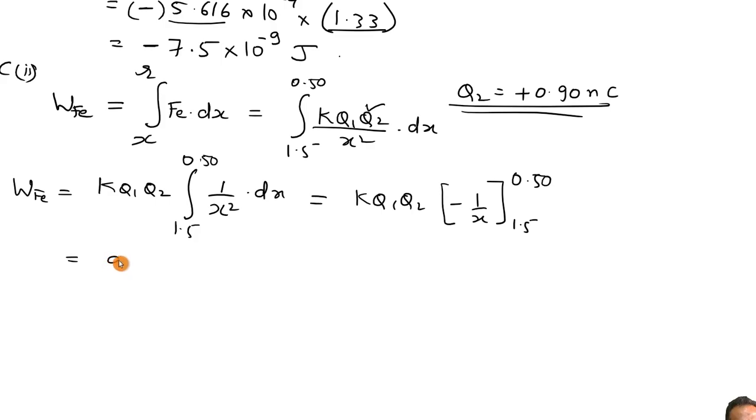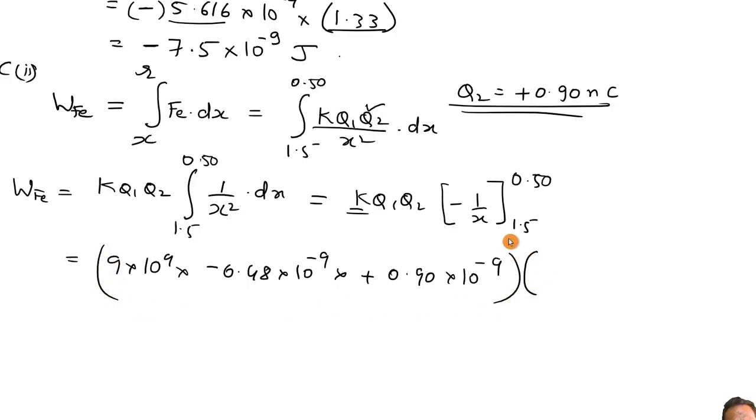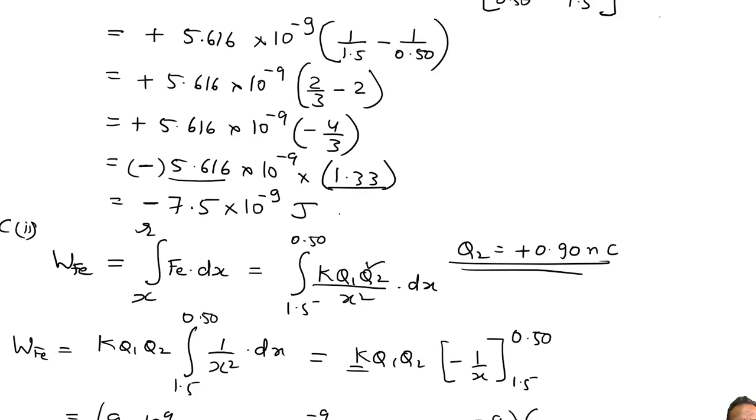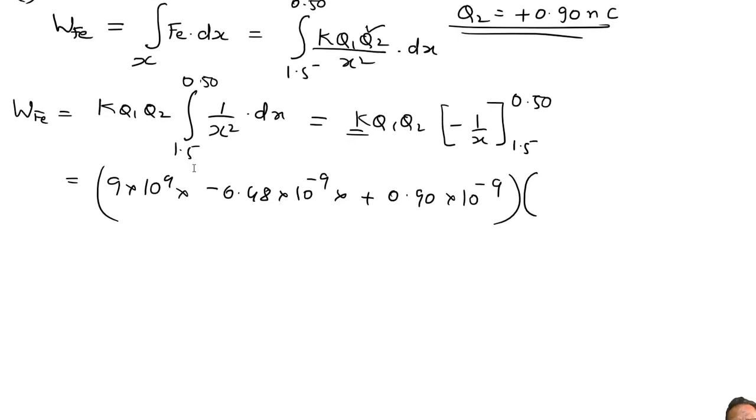So this will be equal to 9 into 10 raised to 9. This is the k value. Q1 value is negative 0.48 into 10 raised to minus 9. Q2 value is positive 0.90 into 10 raised to minus 9. That's it. Then the bracket quantity will be same as this. Should I take minus 4 by 3 directly? Okay, let me work that out also.